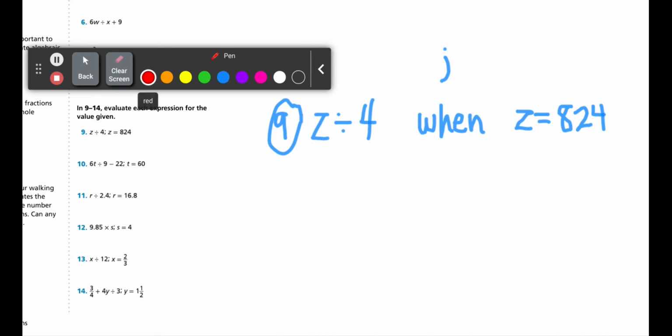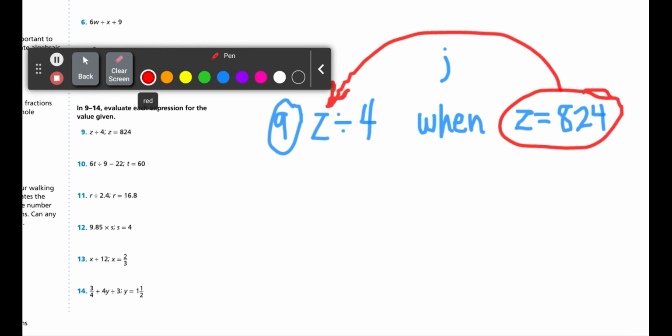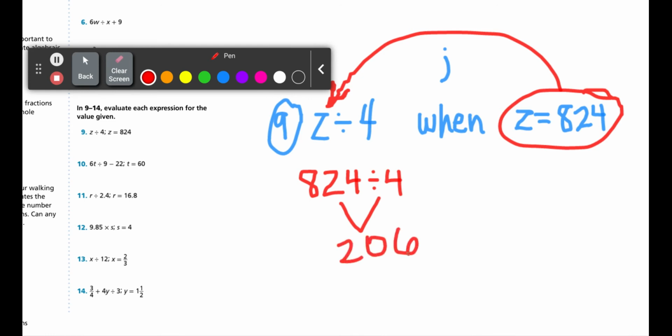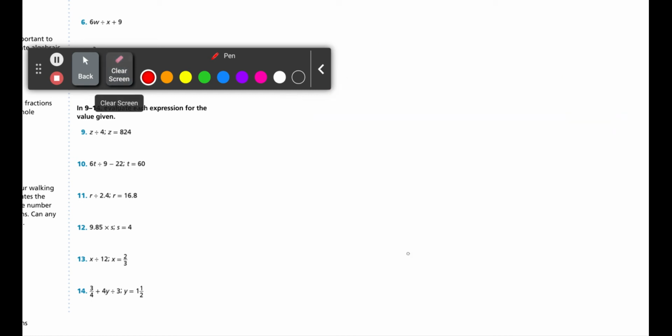Now we're going to use that information and plug it into the problem. So we rewrite it: 824 divided by 4. There's only one step here. There's not even any order of operations. So you plug it into your calculator. 824 divided by 4. What do you get? I got 206. Okay, so sometimes there might even just be a one-step evaluating the expression there.